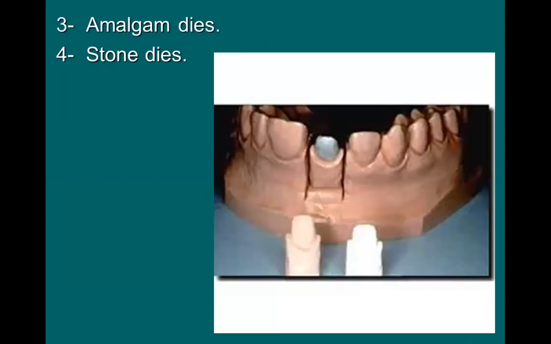Amalgam, again, is the third material which may be used to produce a removable die. As you know, it is a hard material, harder than the stone material. It will be a very hard material that prevents any distortion.